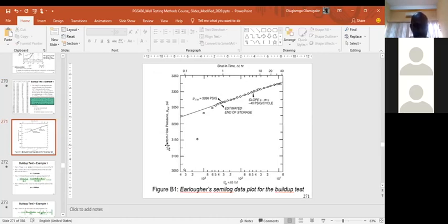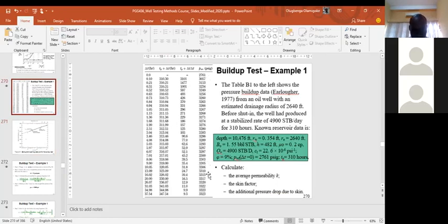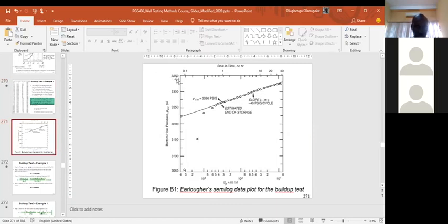My counsel is that you need to leave some clearance. If you look at the table, the highest pressure here is 3323, but if you look at my plot, my highest pressure is 3350. You need to leave some clearance above your plot because of the need to extrapolate the straight line. So please take note of that.